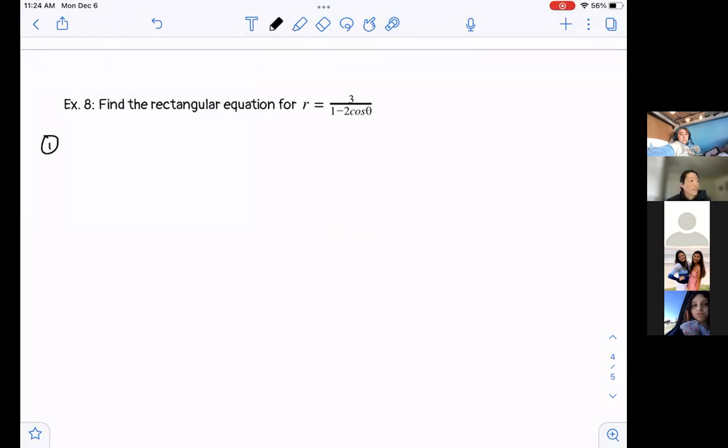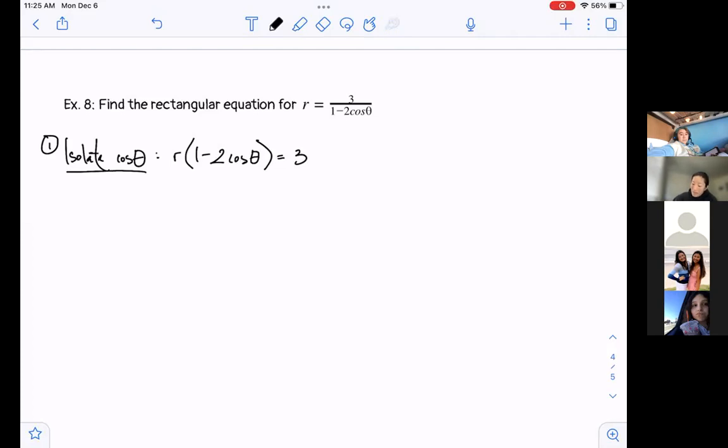Try to isolate the cosine theta. Okay. All right, so if we did that, we could get, let's see. How would you isolate that? Let's talk through that a little bit more. Multiply the denominator. Great, so we get r times 1 minus 2 cosine theta equals 3. All right, what would we do from there? And thank you, by the way, for being brave and putting an idea out there.